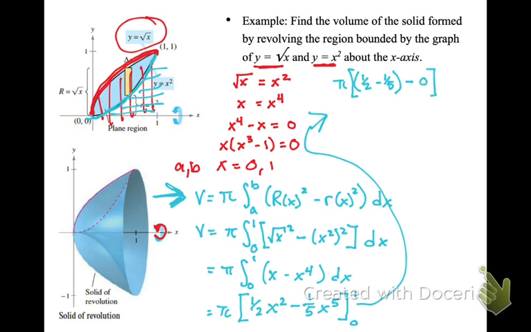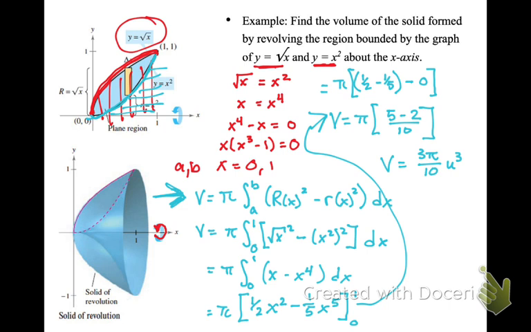So common denominator, 10. V equals pi times 5 minus 2 over 10, so it'd be 3 over 10. So volume equals 3 pi over 10, and units cubed if they don't give us any units. And that's basically it.